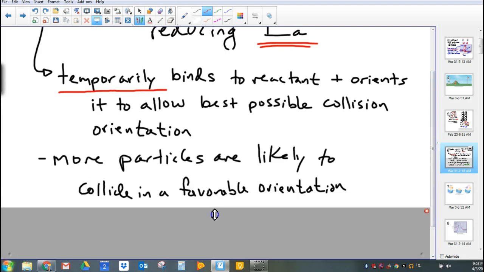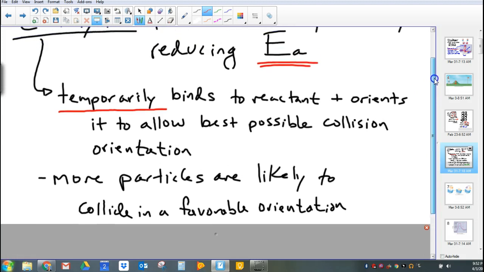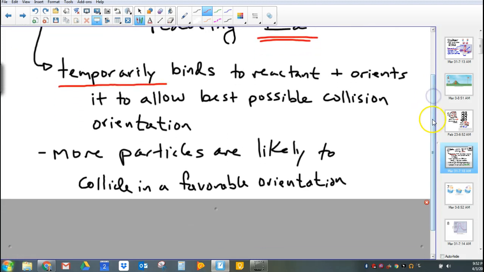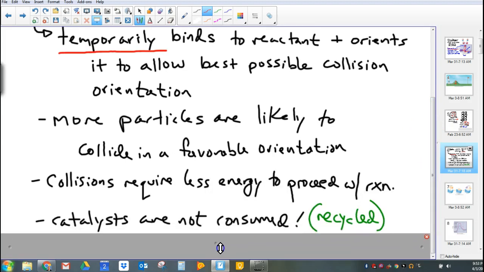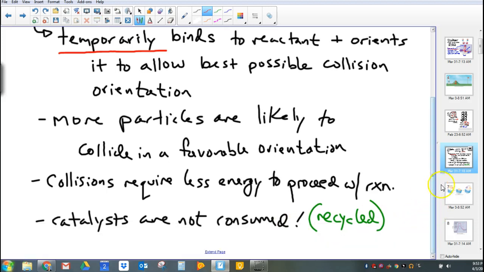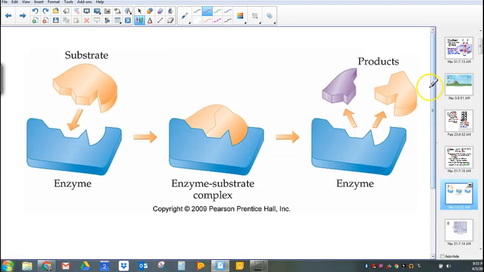So therefore, more particles are likely to collide with that enzyme substrate complex in a favorable way and make the reaction go forward. And therefore, less energy is consumed in the process. Now, remember, the catalysts are not consumed. They are recycled and used again. And that's the beauty of enzymes, is they can be used over and over in biologic systems.